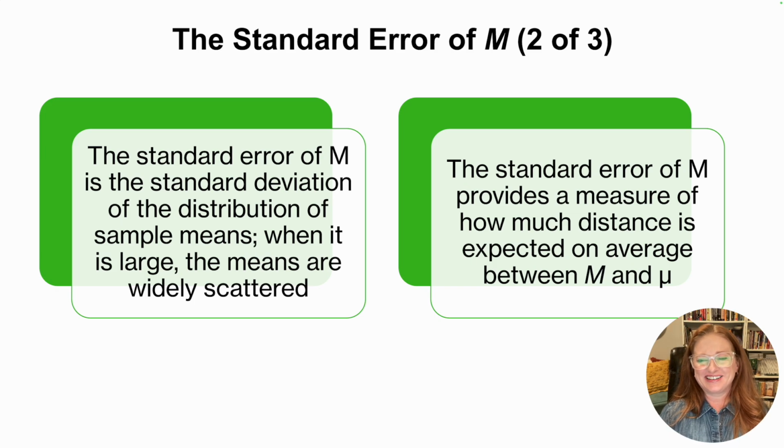The standard error of the mean provides a measure, like a quantifiable measurement, of how much distance, how far away, is expected on average between the sampling average and the population average.